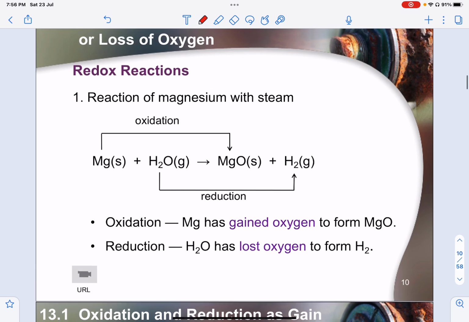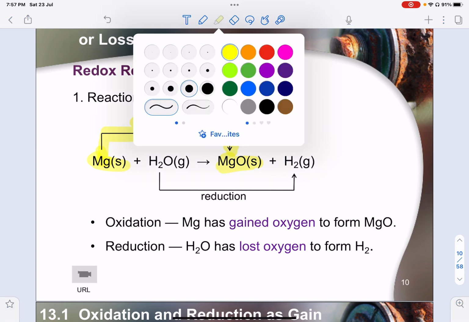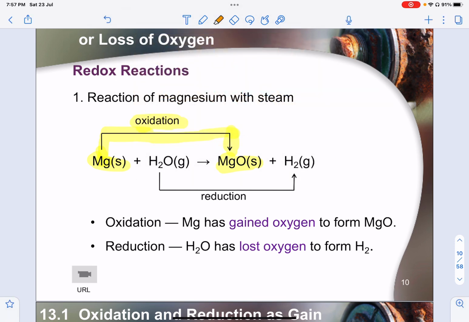Okay, so for example, we can take a look at the oxidation of magnesium. The one in yellow indicates the change where magnesium gains oxygen to form magnesium oxide. This is an oxidation reaction. And of course, reduction occurs at the other side, where water loses an oxygen atom to form hydrogen. So this is a reduction, and together as a collective whole, this is what we call a redox reaction.